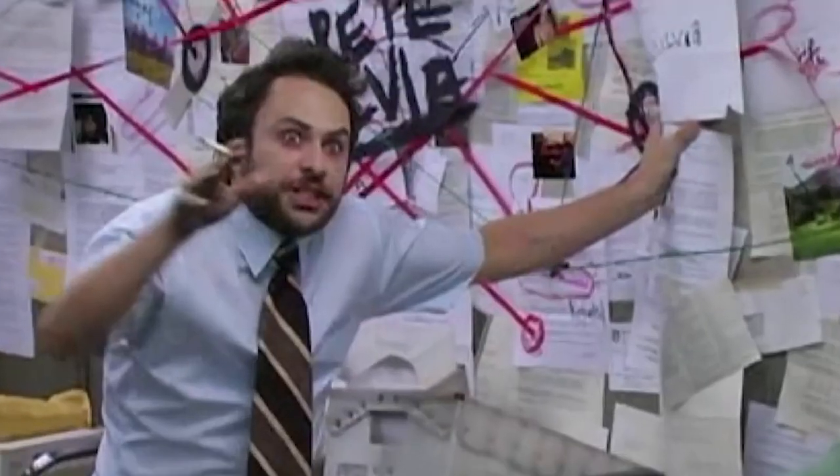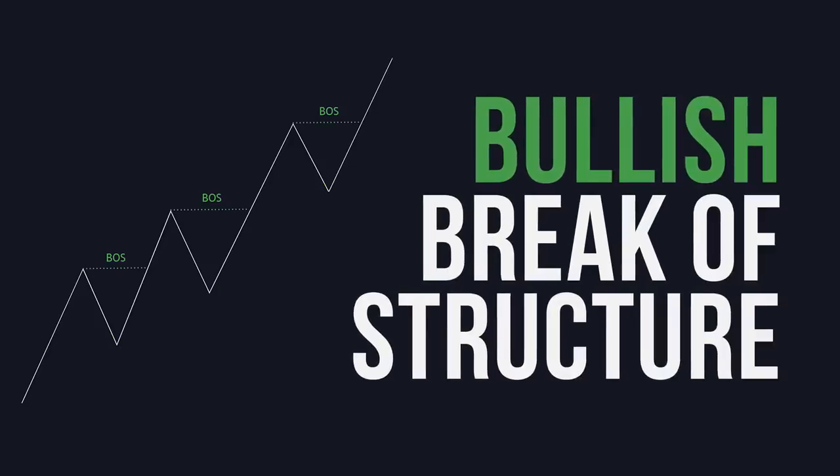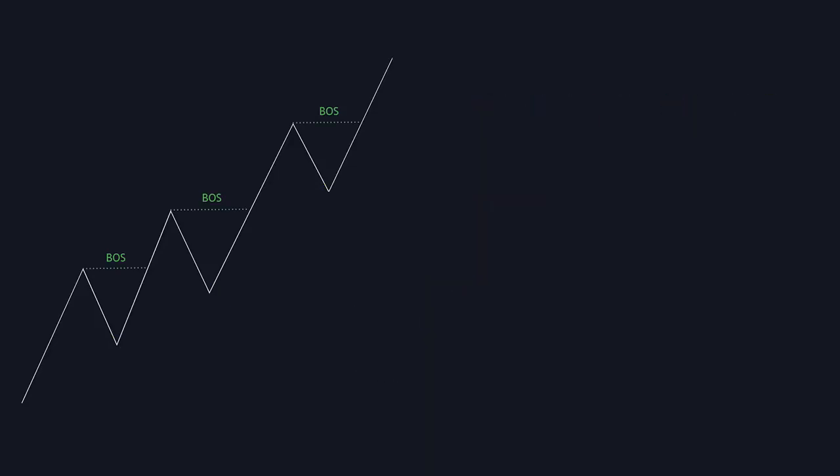So to put it as simply as possible, a normal uptrend will look like this, making higher highs and higher lows. Every time a new high is broken, this is what's called a bullish BOS, or a bullish break of structure, breaking the previous high. It will then eventually lose momentum and start heading the other direction. This is very important to understand.